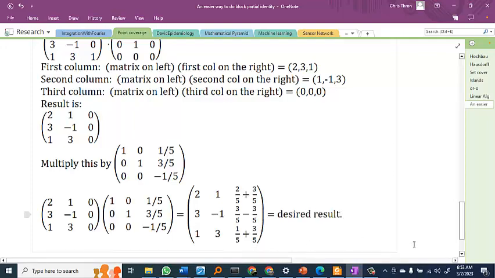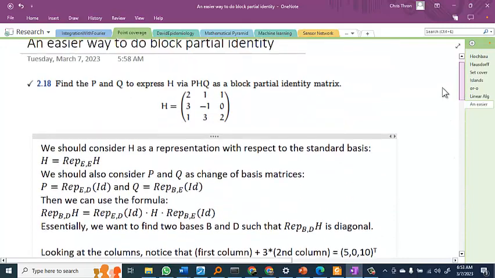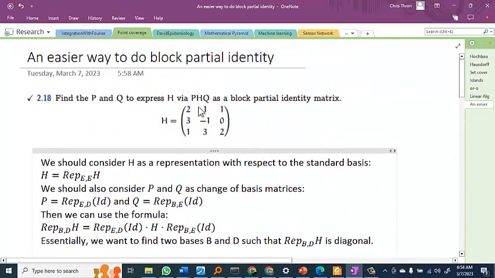Okay. So let's do a recap here. We considered this problem of finding the partial identity form as a change of basis problem. I want to represent this H in terms of a different basis. I want to find a good pair of bases that represents this matrix in an easy way. Now, if I simply chose the standard basis here for my B, then my basis D would be 2, 3, 1, 1, minus 1, 3, 1, 0, 2.